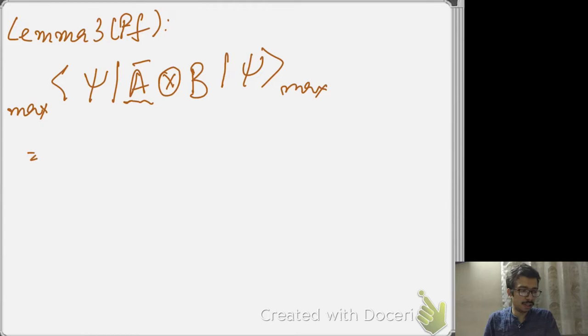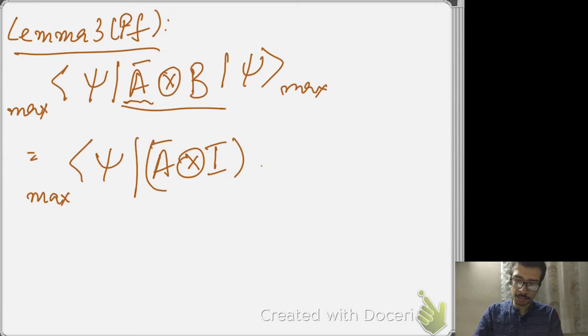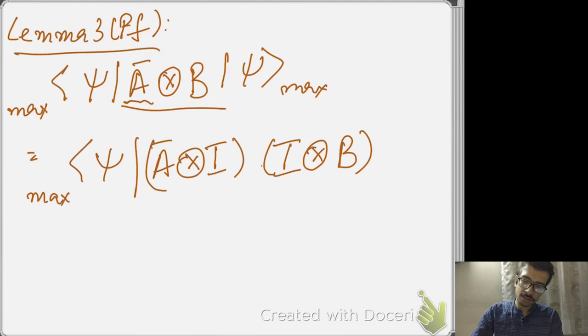Actually, I'll use the first two lemmas, so this will be like a corollary now. I have the maximally entangled state psi max, and A conjugate tensor B, which I can write as A conjugate tensor I times I tensor B, and then I have psi max. Now I'll use the first lemma, which says that I tensor A acting on psi is like A transpose tensor I.